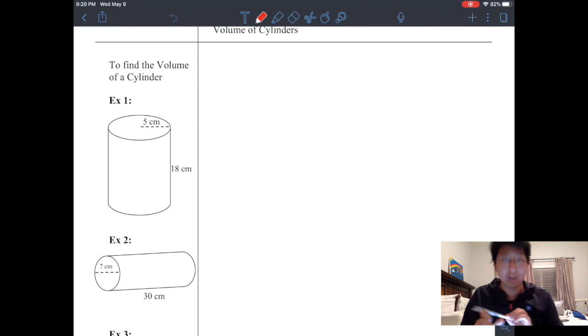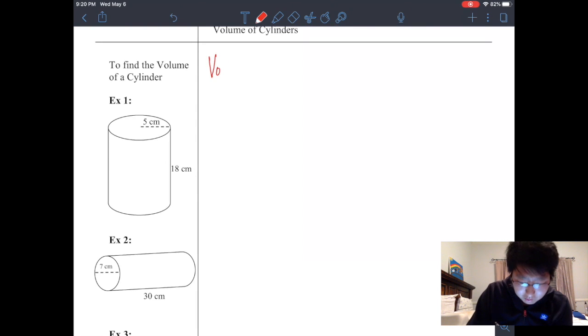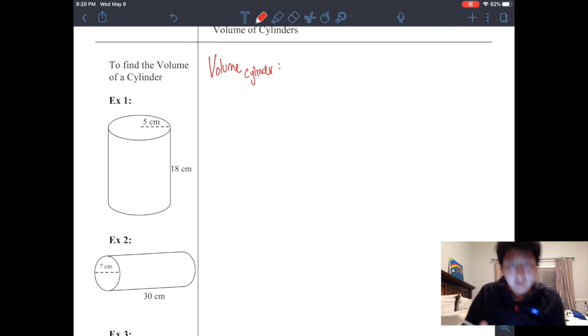So here's what we need to do. To find the volume of a cylinder, okay, we are going to find the area of the base. Now, if you notice, what shape is the base of a cylinder, right? The area of the base is actually going to be the same thing as finding the area of the circle.